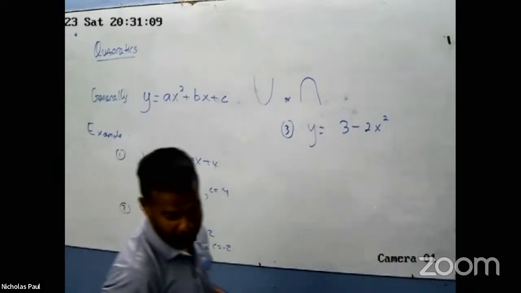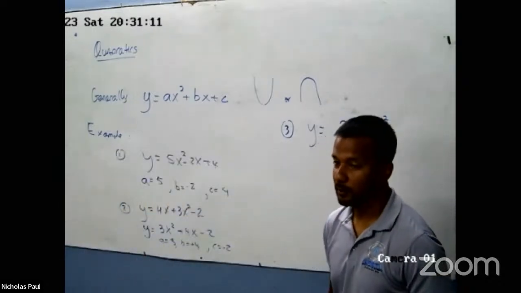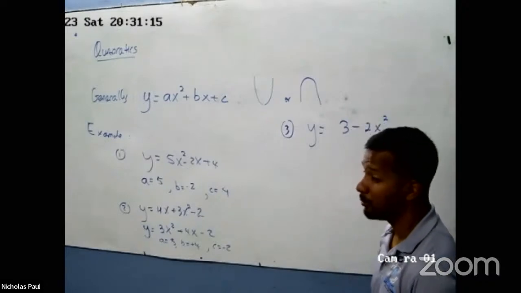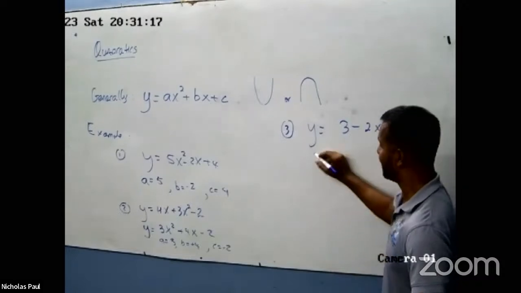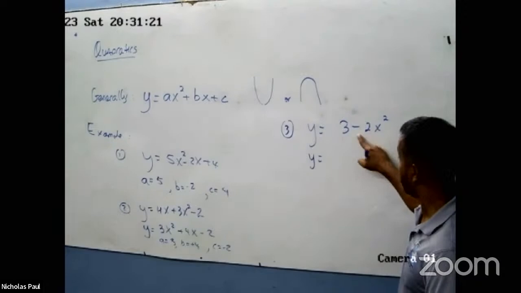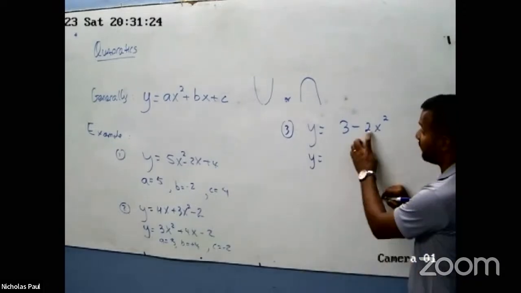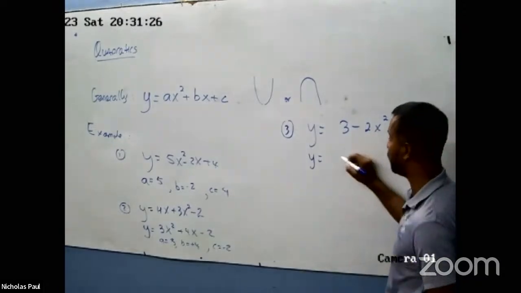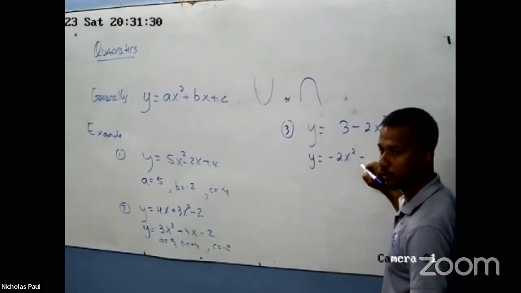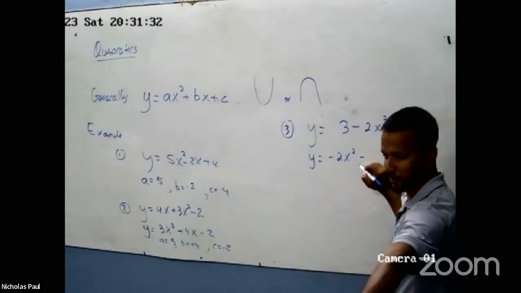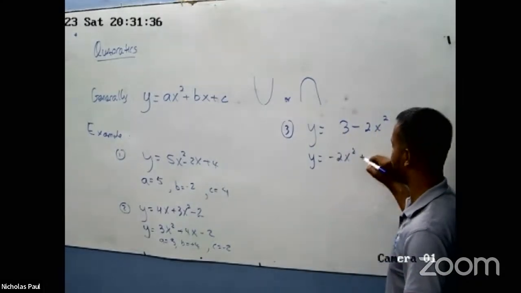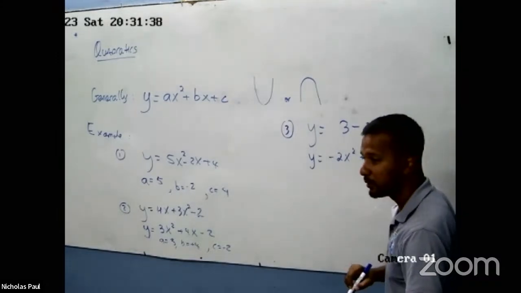Who wants to help out here? Anybody? No, nobody. So rearrange it first: minus 2x squared. It always has the value and the sign in front of it, so don't forget the sign. Minus 2x squared, and this is plus 3.